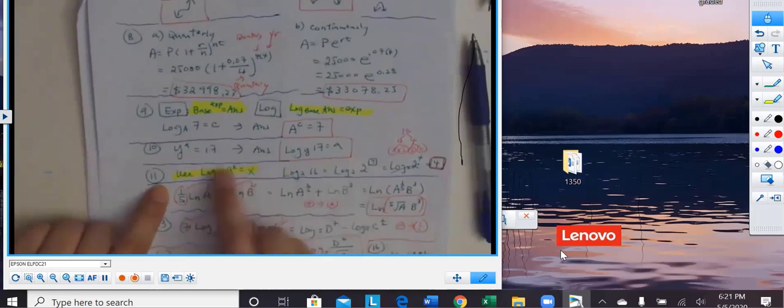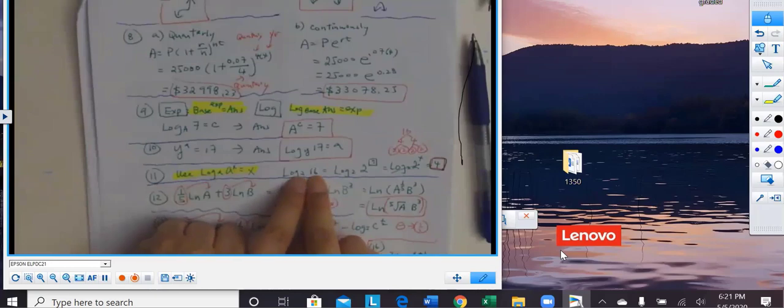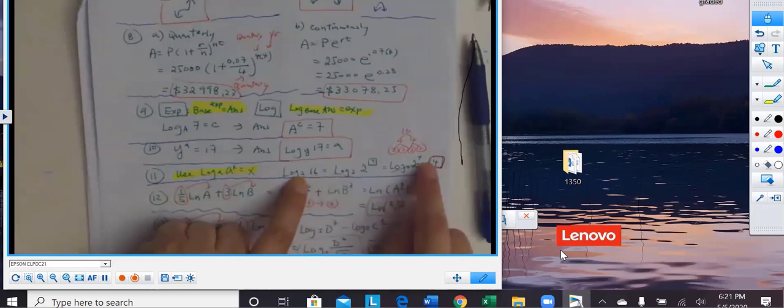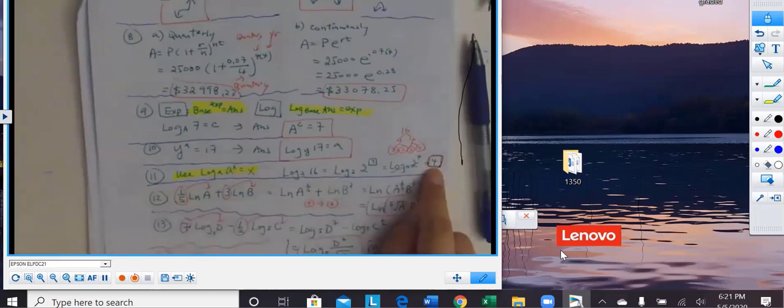Number 11, you need to use this property, log base a of a to the x equals x. So you can cancel that when the base matches this number. So this one is 16. If I want to match the base 2 here, it would be 2 to some power, which is 2 to the 4th power. After I cancel it, that equals 4.